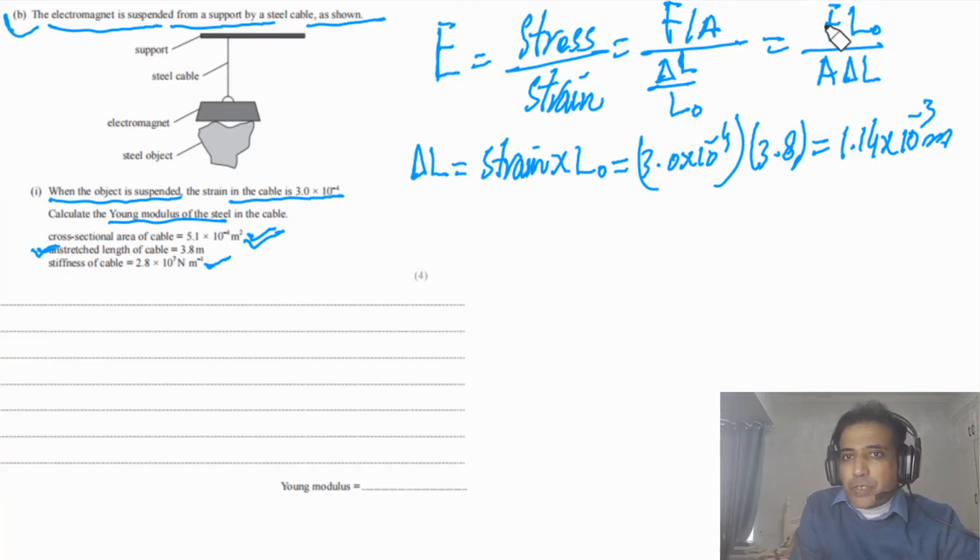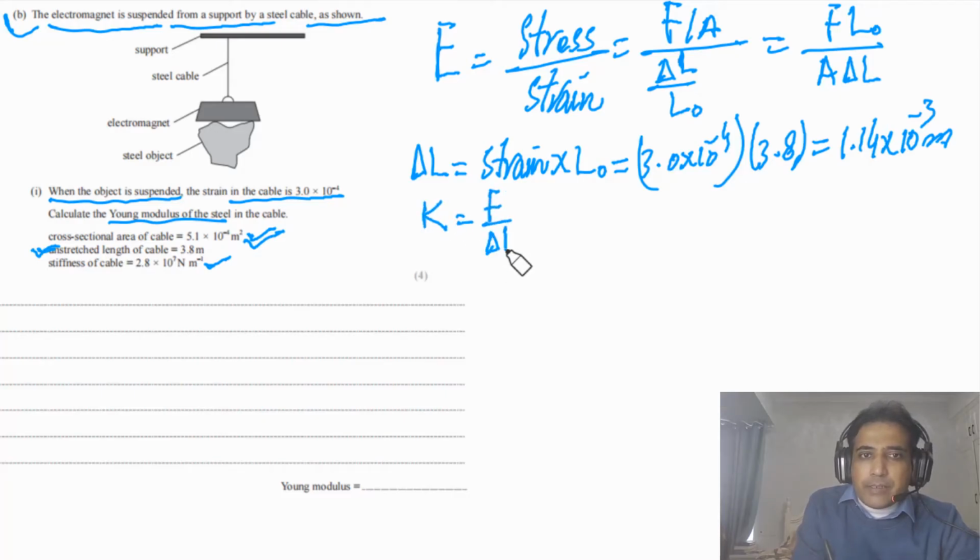So we need to find out the value of F. But we have the stiffness constant, meaning we have k, that is equal to F divided by delta L. So we need to find out F. From here we can say F will be equal to k times delta L.